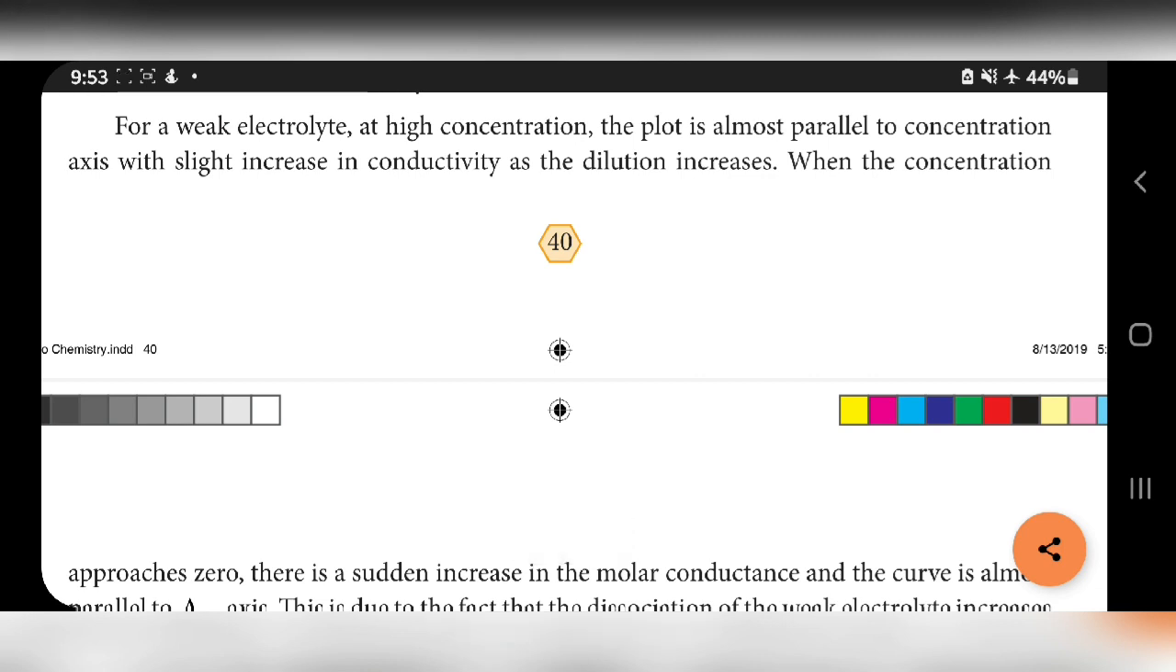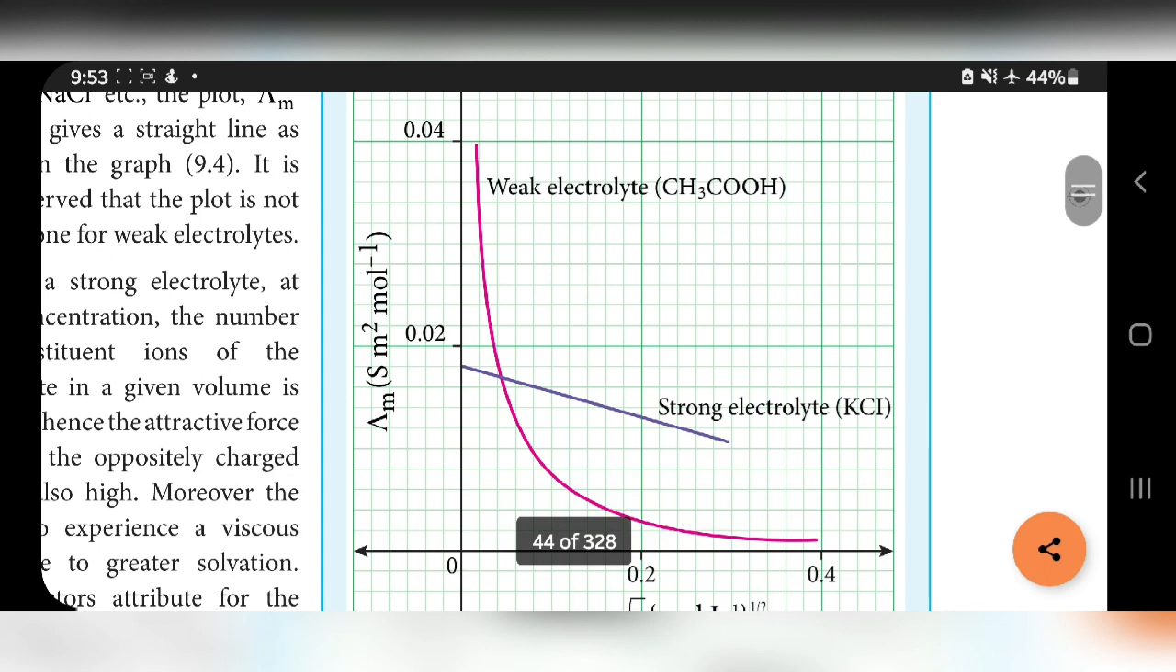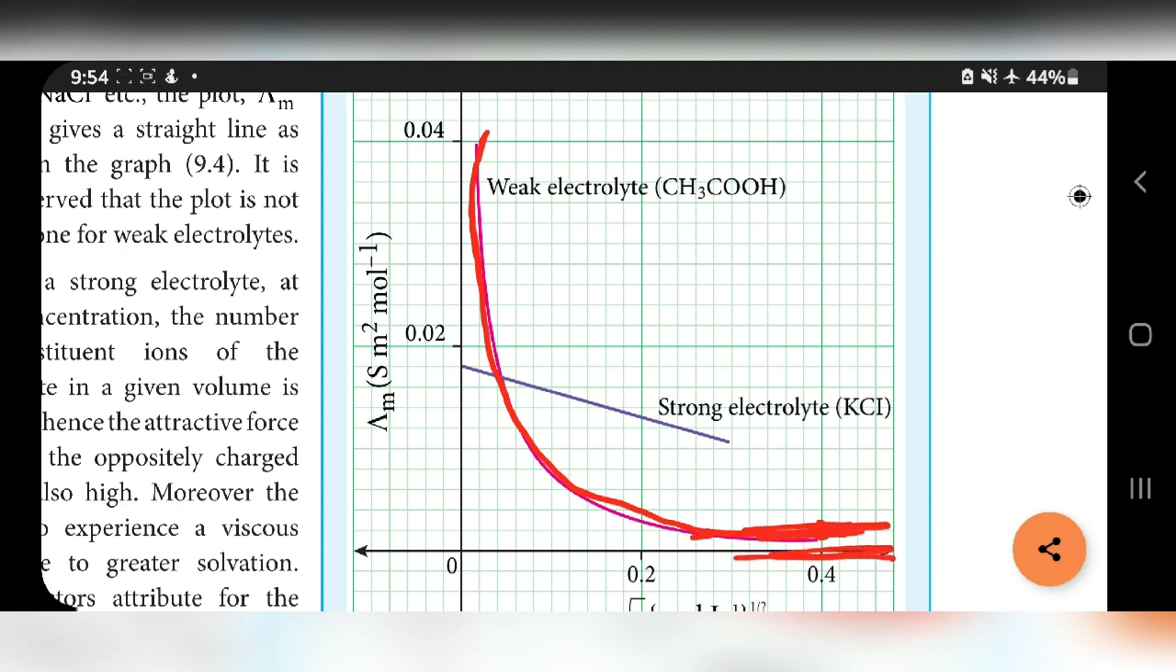For a weak electrolyte at high concentration, see here, this is the point for high concentration. The plot is almost parallel to the concentration axis, that is root C, with a slight increase in conductivity as the dilution increases. So dilution increases means conductivity increases, slightly only.